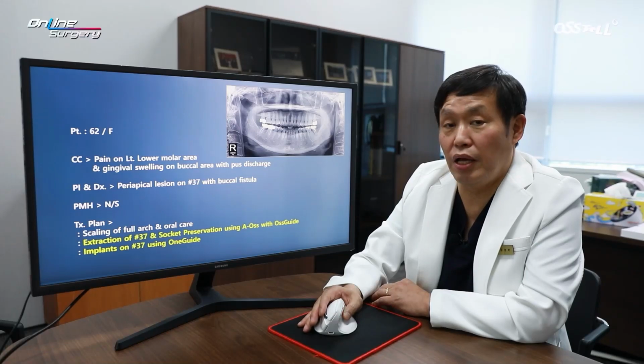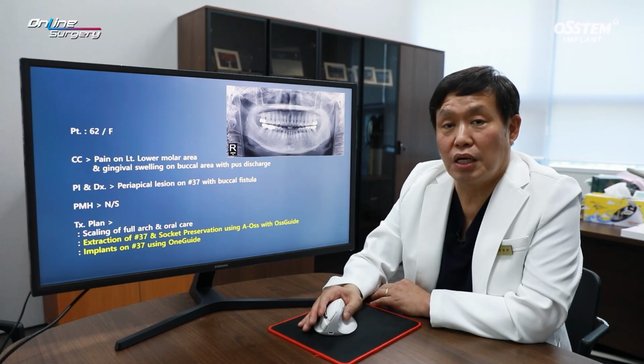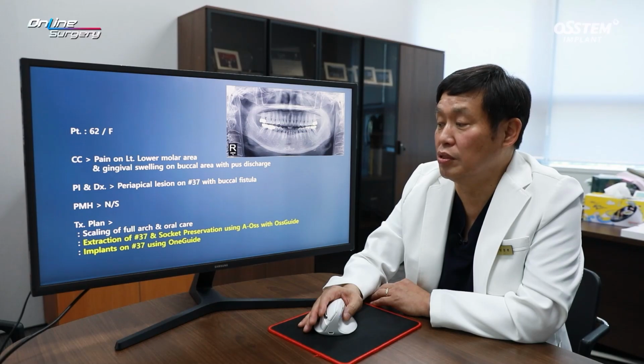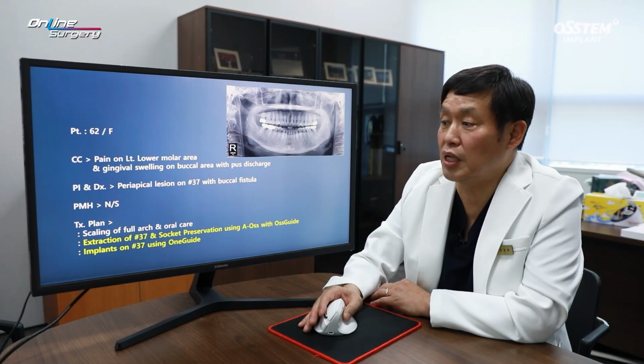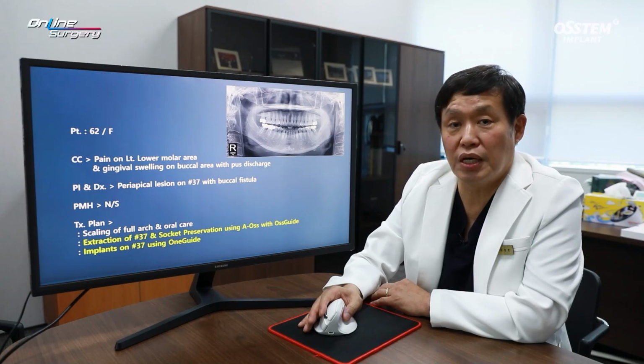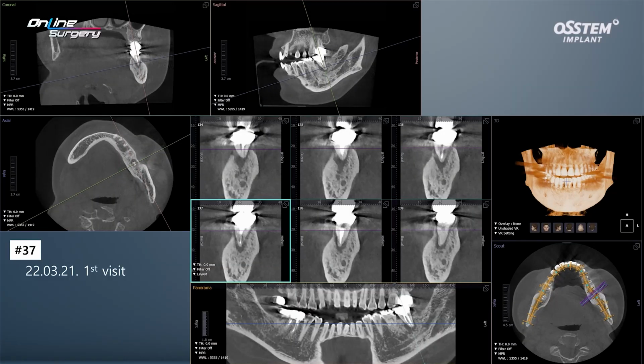Socket preservation was done. In this case, I used A Oss and OneGuide. These days, I'm comparing the particulated model of A Oss as well as the A Oss collagen. In this case, there's a bit of a buccal wall, therefore A Oss was used. After that, OneGuide was used. An implant was placed in number 37 using OneGuide.